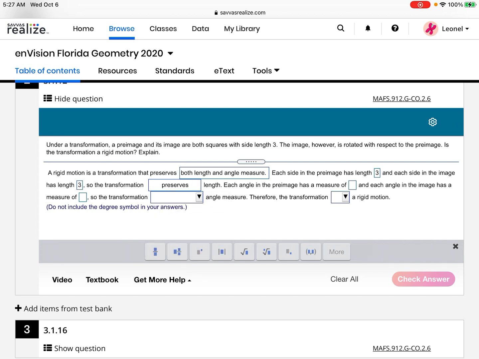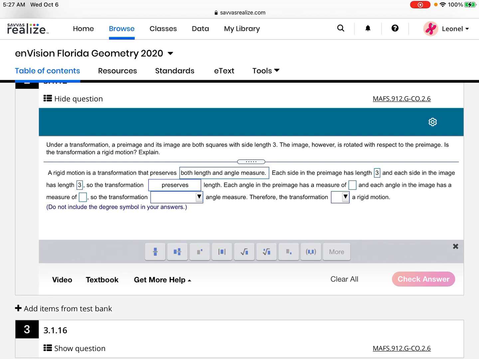preserves length. What we mean by preserves, well, if you guys have used the word preservatives for food, it's stuff that makes the food maintain its integrity, like it stays good for longer. Although people don't really like that there's preservatives in foods nowadays, it means to maintain its current condition. Okay, so the transformation preserves the length because the length has remained the same. It's maintained the same length.